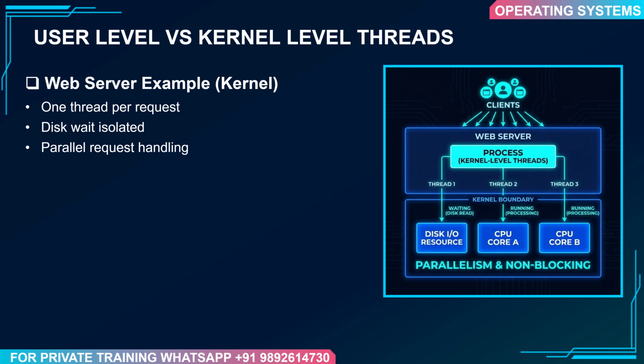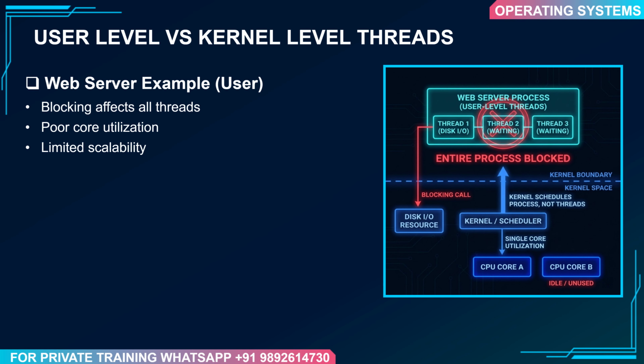To understand the difference more clearly, let us take a practical example. Imagine a web server handling multiple client requests. Each request can be processed independently. With kernel-level threads, each request can be assigned its own thread. If one request involves reading data from disk, that thread blocks, but other threads continue serving other clients. On a multi-core system, several requests can be handled at the same time on different cores.